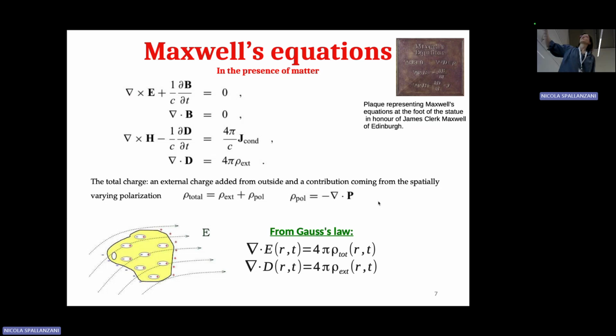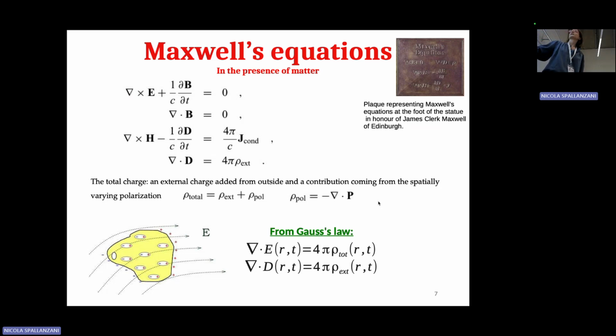In this kind of equation, we have the electric field, the magnetic field, but also the magnetic field strength and the displacement field. These two appear exactly because when the radiation propagates into the material, the electric field and the magnetic field are converted into these two quantities.